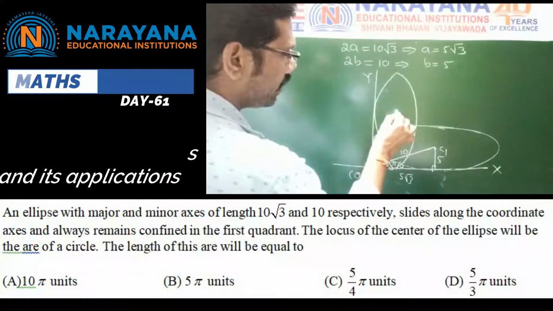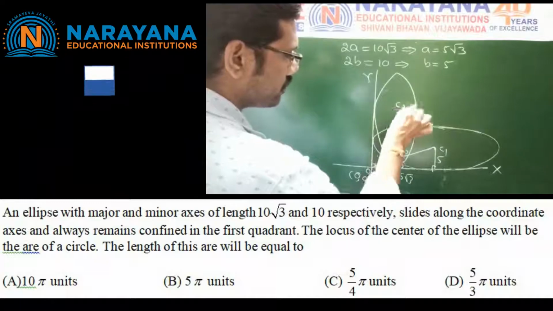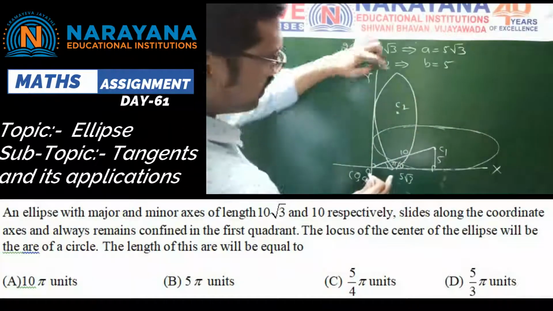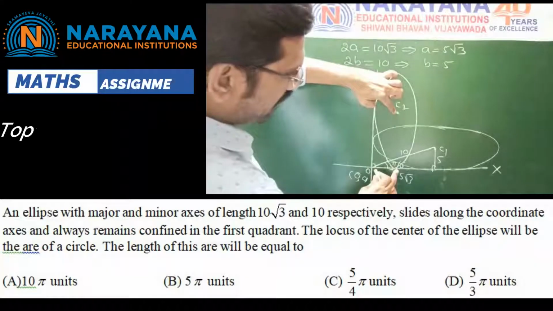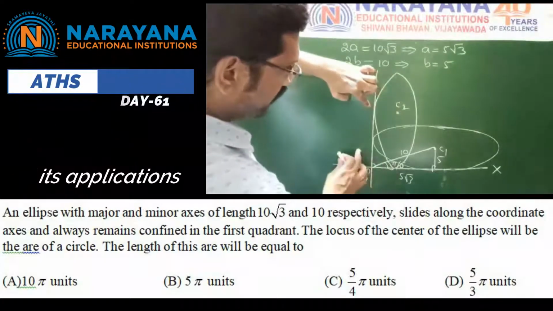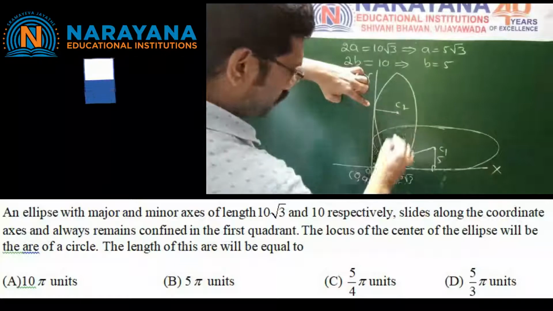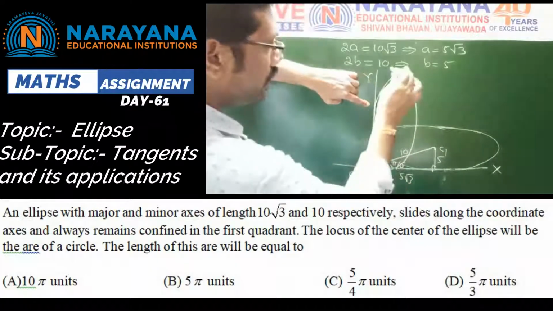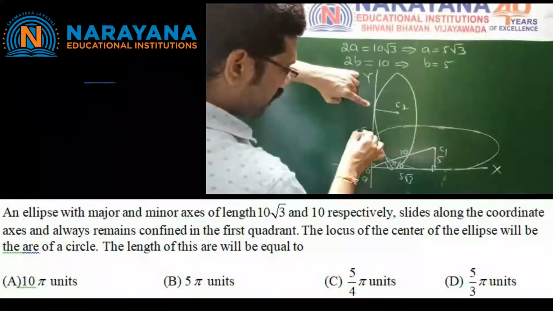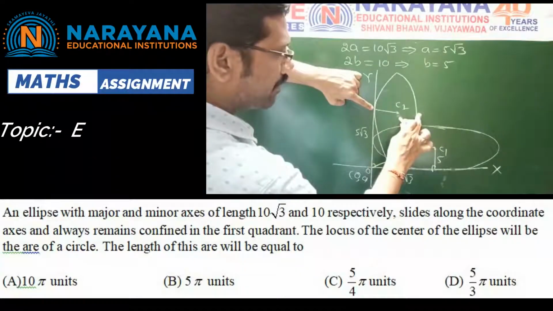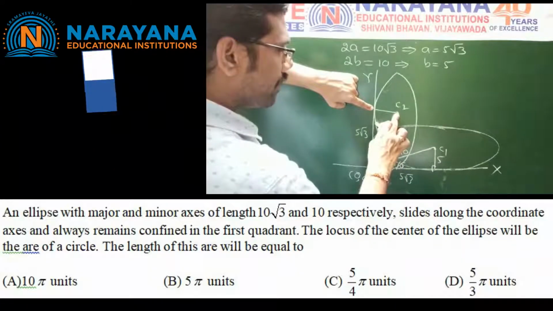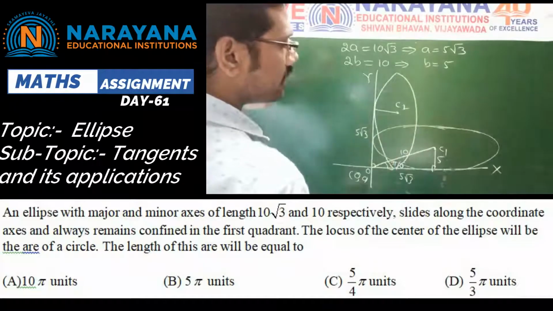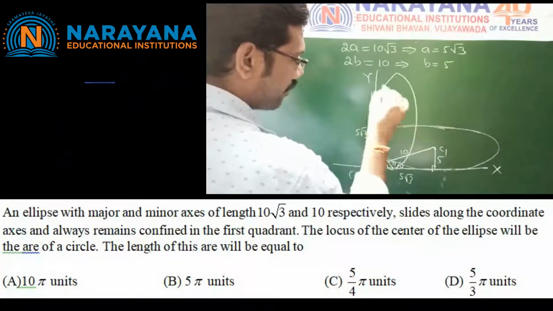This is the center of the ellipse. This is equal value C2. This is the length of the major axis. This will be the length of the semi-major axis, that is, this distance is equal to 5 root 3. This is the length of the semi-major axis, half of the length of the major axis. The length of the semi-major axis is equal to 5.